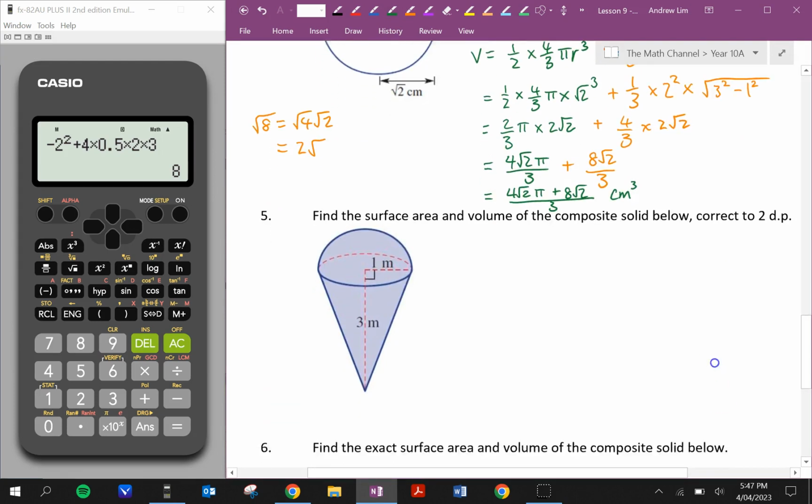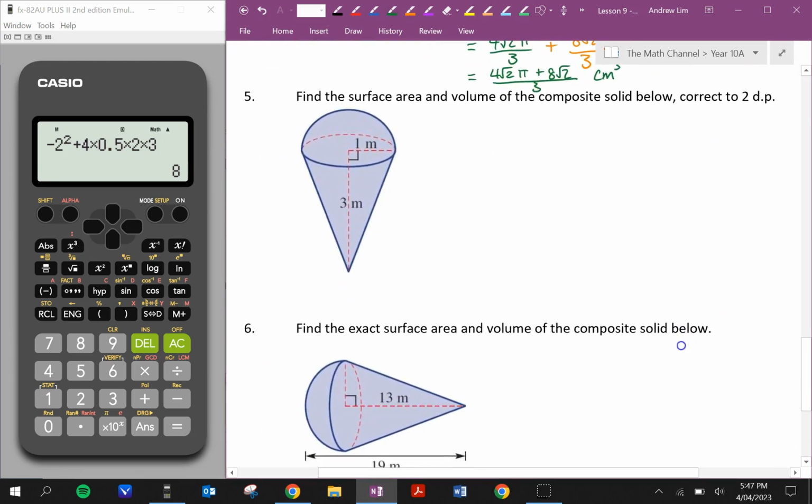Alright, I hope you're having fun with this. Let's have a look at question 5. Find the surface area and volume of the composite below correct to 2 decimal places. So whenever it's correct to 2 decimal places or 1 decimal place, that makes it nice and easy. Just chuck it in your calculator. Don't need to worry about exact values. It's just exact values that makes it a little bit more tricky.